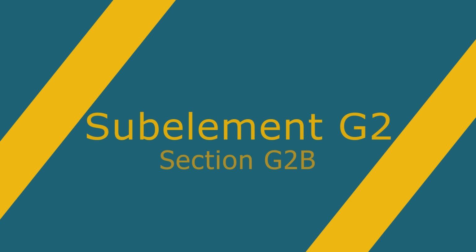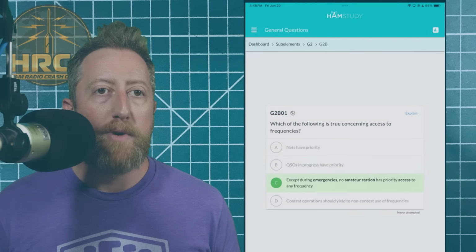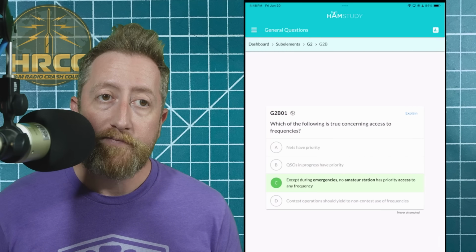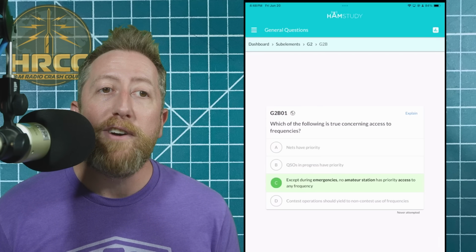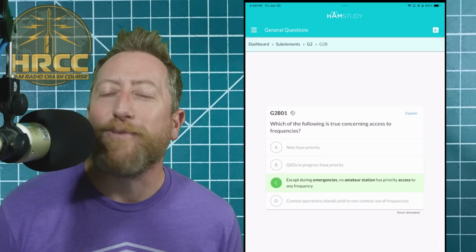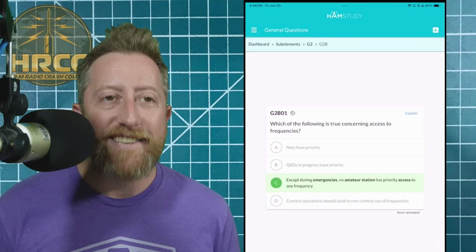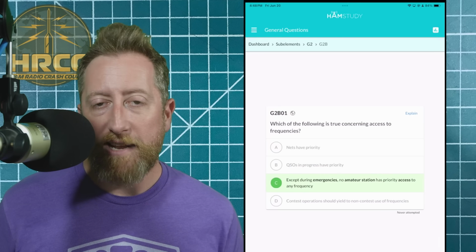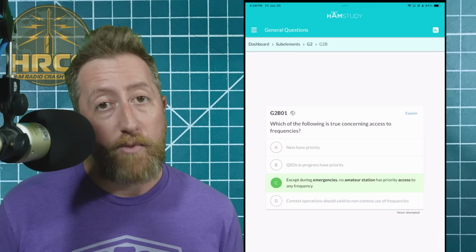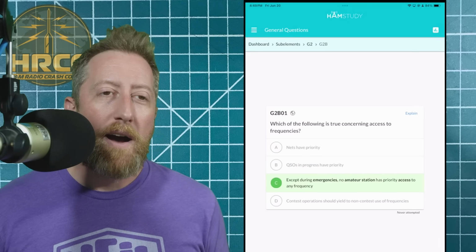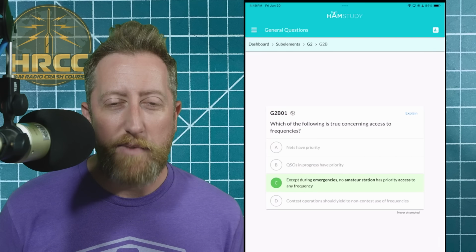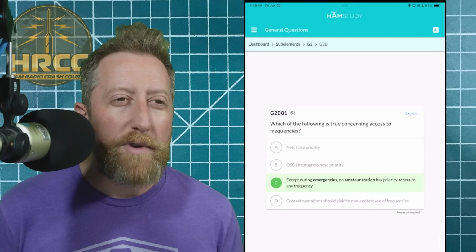Moving into B section. Which of the following is true concerning access to frequencies? C, except during emergencies, no amateur station has priority access to any frequency. That is right. No one owns any band or any frequency. However, we have certain things set up for convenience that are established 24/7. But even at the end of the day, you still got to be cool, right? Everybody's got to be really cool, really fast.